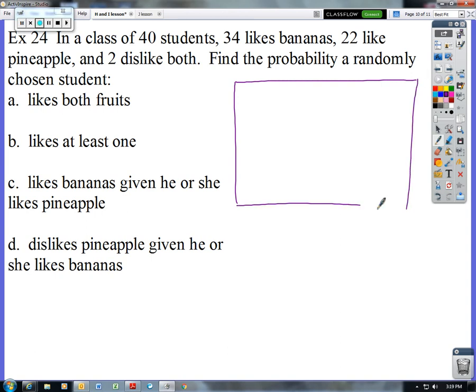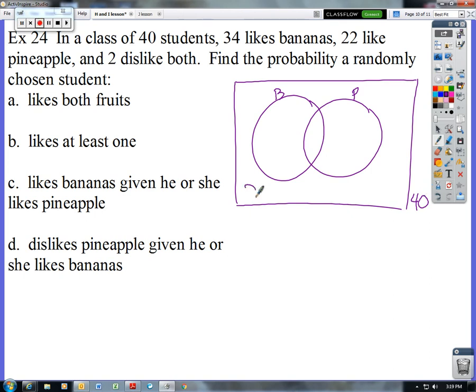Make a nice big Venn diagram here. So we've got the banana eaters, and we've got the pineapple people. And we have 40 people total, so that goes out here. We have 2 that dislike both, so they're the complement of those bubbles. And now we need to think. 34 of them like bananas. So that means if there's 34 here, maybe I'll do my highlighter. 34 there.